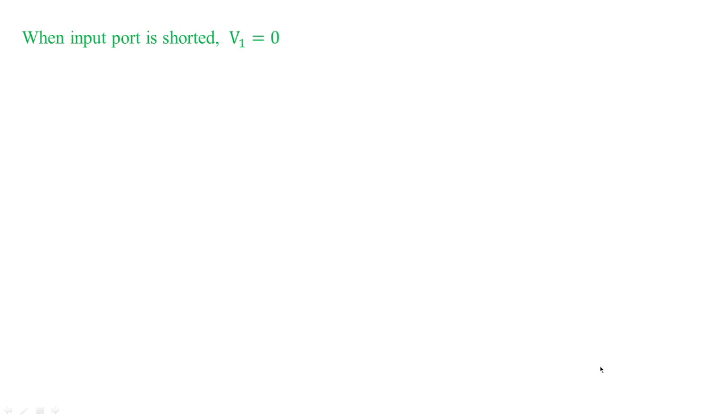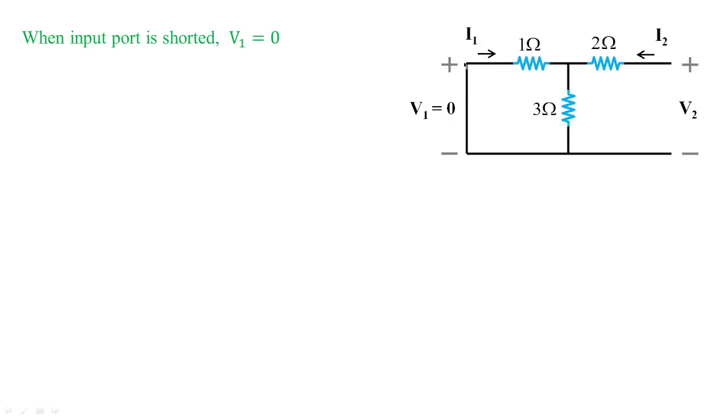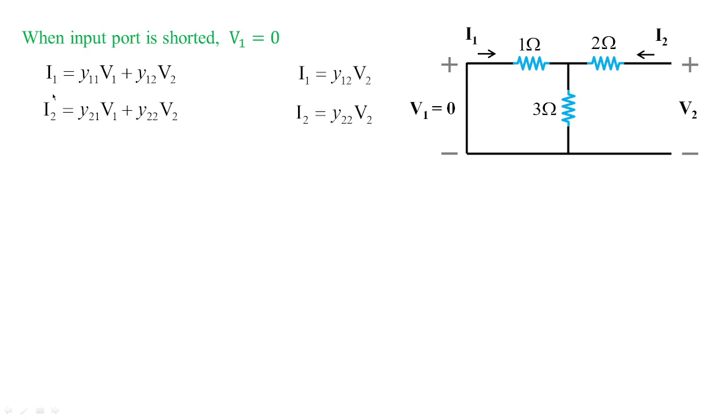Now let us inspect with port 1. So the input port is shorted, which implies V1 is equal to 0. Now 1 and 3 are in parallel, and R equivalent, looking from the output port side, is 1 parallel to 3 in series combination with 2. So from standard Y parameters, we are going to take V1 equal to 0 in this equation, so that I am going to get I1 in terms of V2 and I2 in terms of V2, so that I can get the values of Y12 and Y22.